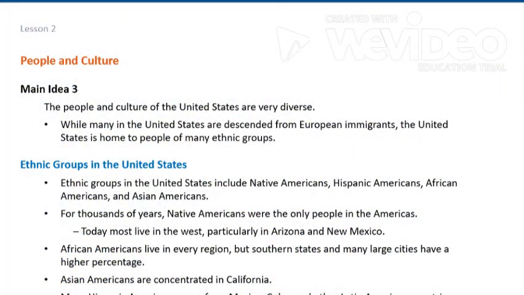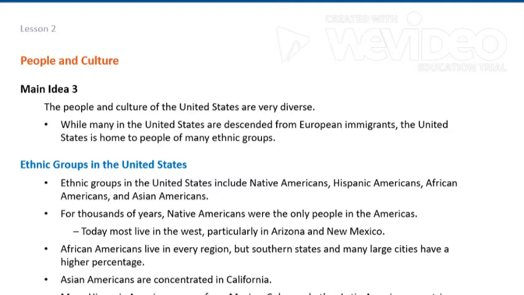People and culture. Many Americans are descended from European immigrants. However, the United States is also home to people of many other cultures and ethnic groups. Immigration has led to cultural diffusion. As a result, the United States is a diverse nation where many languages are spoken and different religions and customs are practiced. The blending of these different cultures has helped produce a unique American culture.